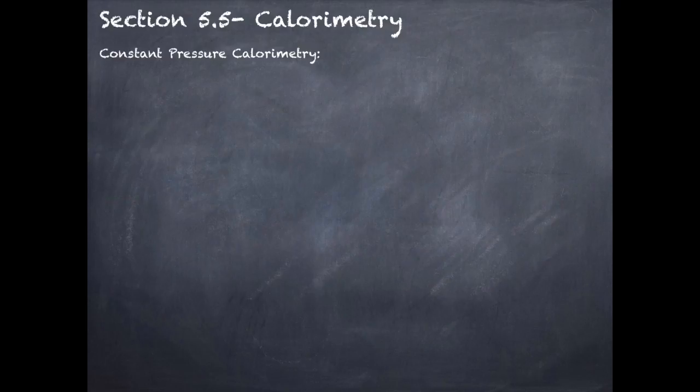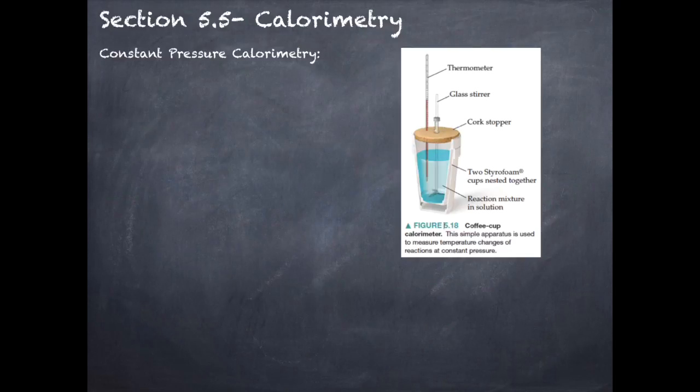What we're now going to be looking at is calorimetry. And the first type we're going to be looking at is constant pressure calorimetry. And what we use for this is a simple coffee cup calorimeter. And so what we can actually do is measure the amount of heat that is either absorbed or released when a solute is dissolved in a solvent, when you make a solution. So we can actually put some numbers to this now.